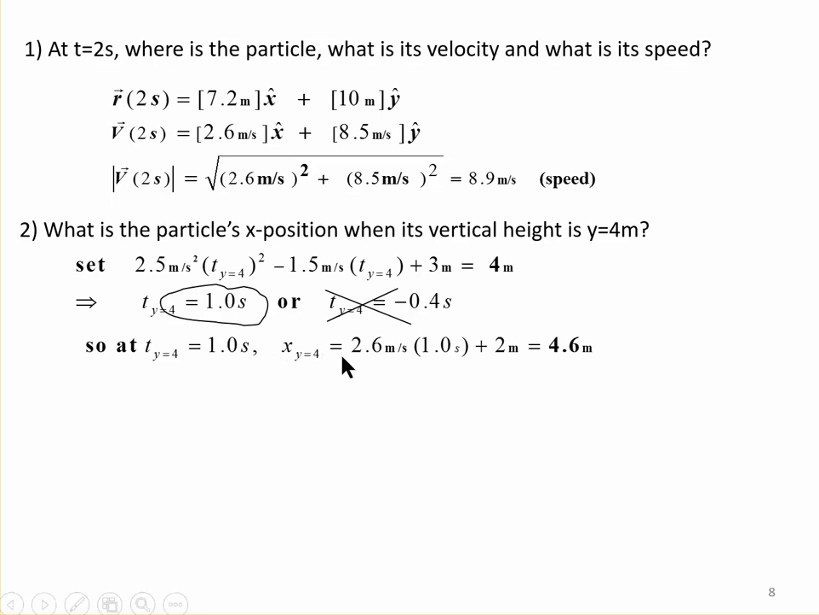So this here is just taking the time that we found, 1 second, and plugging it into the expression for the horizontal position. And if we do that, we get 4.6 meters. So we've just discovered that after 1 second, it's going to reach a height of 4 meters. And when it's at that 4 meter height, its horizontal position is 4.6 meters over.